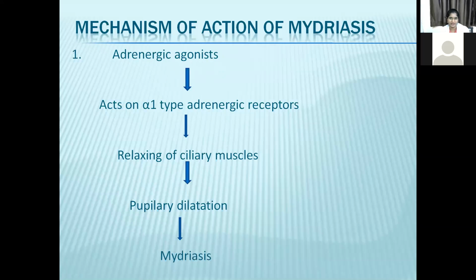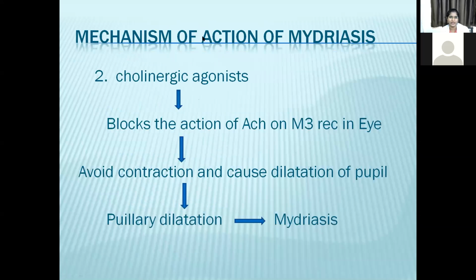It is called mydriasis. And another one is the cholinergic antagonist drugs. They block the action of acetylcholine on M3 receptors in the eye. So they avoid contraction and cause dilatation of the pupil. Normally, when acetylcholine acts on circular muscles, it causes constriction of the pupil.